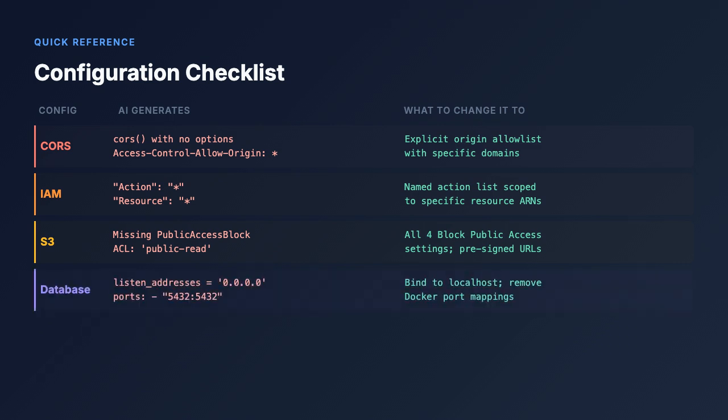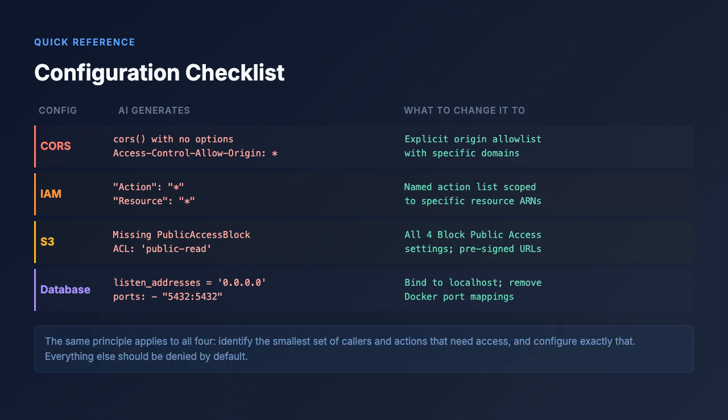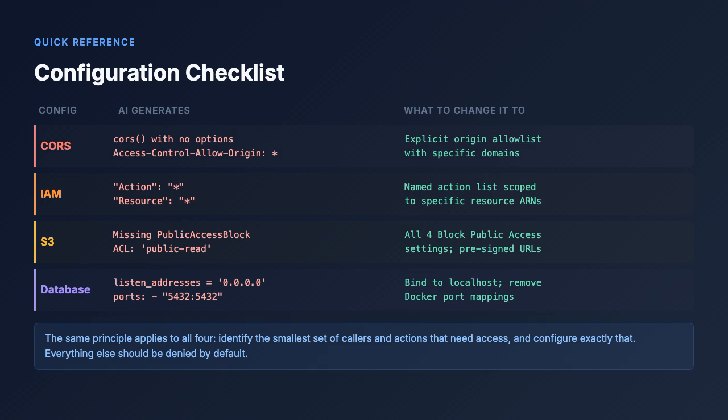For databases, AI generates listen addresses equals 0.0.0.0 or exposes ports in Docker. Change it to bind to localhost and remove Docker port mappings for databases entirely. The same principle applies to all 4. Identify the smallest set of callers and actions that actually need access and configure exactly that. Everything else should be denied by default.